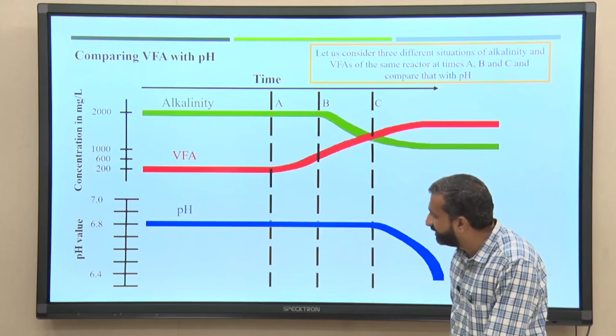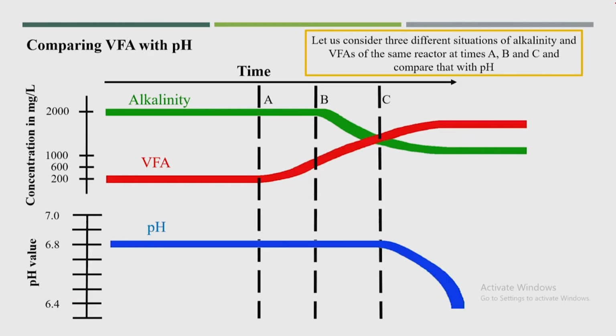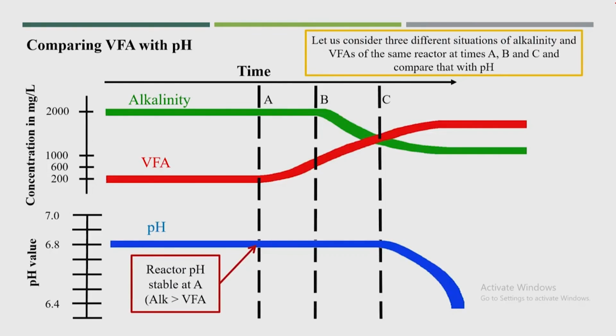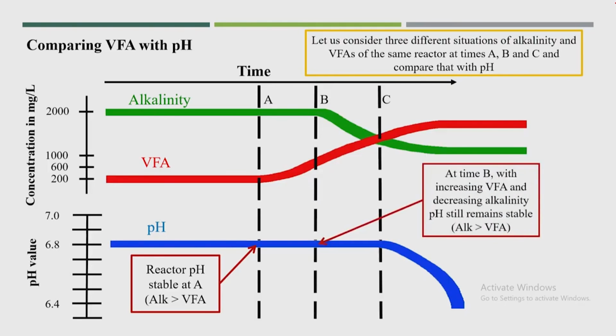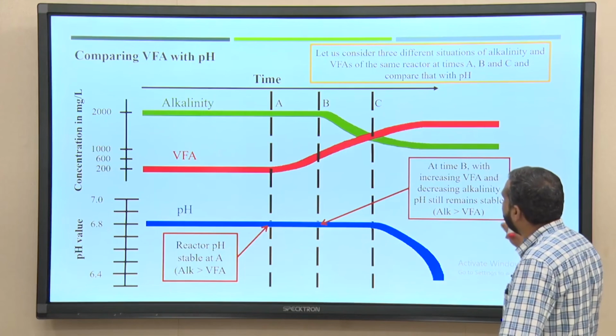So, we take three different situations: situation A, B and C. Now, when you see the pH in all three situations, we started with a pH of 6.8, but at situation C, or stage 3, the pH is dropping and coming to acidic condition. At condition A, the pH is stable. In that case, alkalinity is more than VFA.